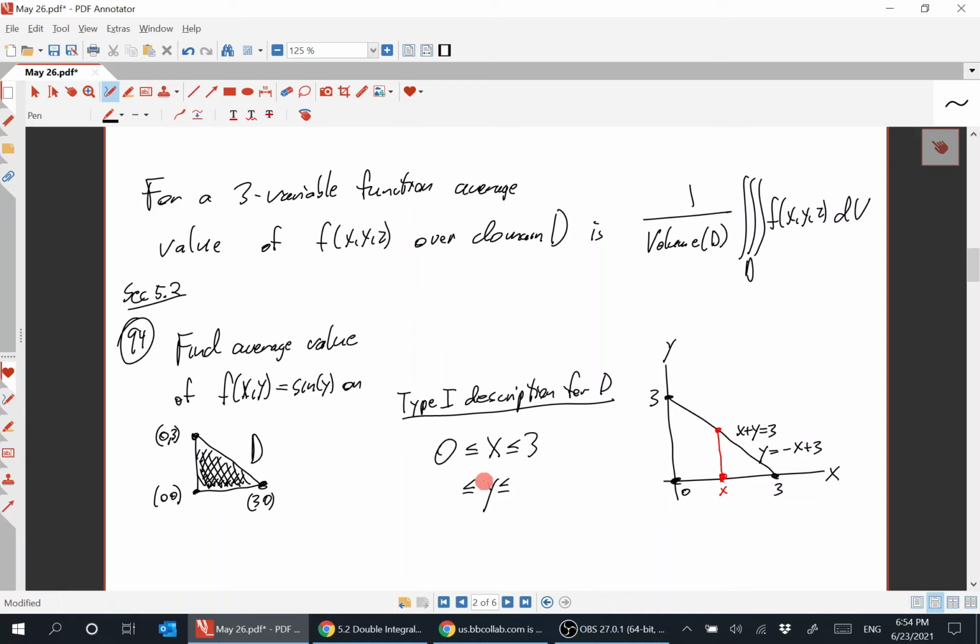So y goes from where to where? Well, from here, from this straight line here, to this slanted line up here. So the boundaries for y are where to where?